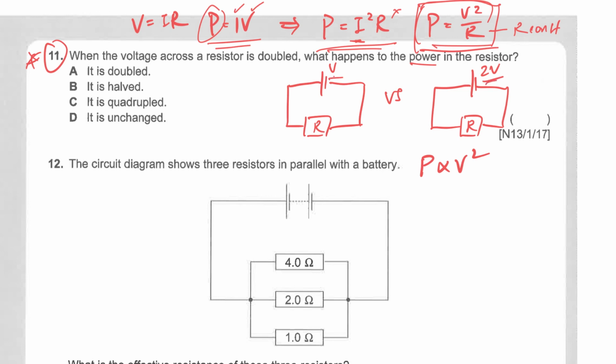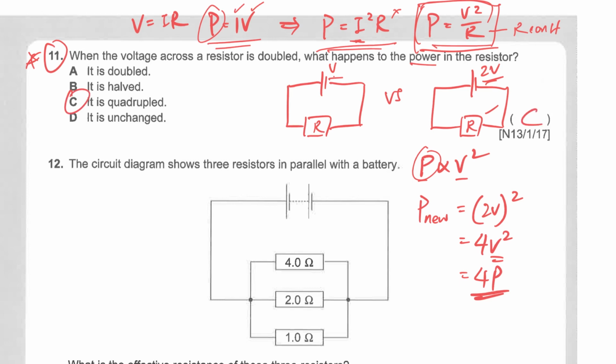So if this is the original power P when the potential difference is V, my new power across this resistor, because the voltage is double and the whole thing is squared, will be 4V squared. Since V squared is the original P, in other words, the power actually increases by 4 times. So the answer is C.